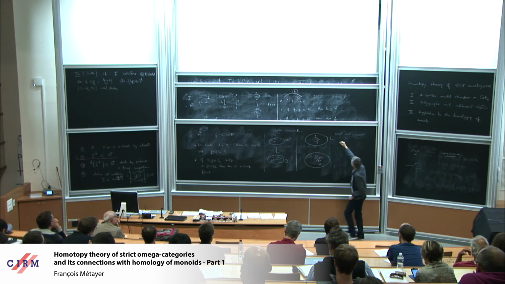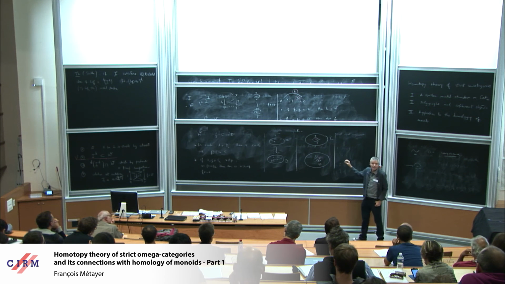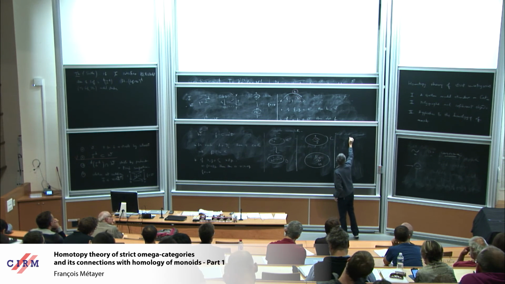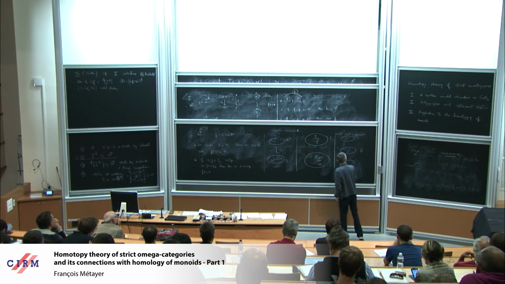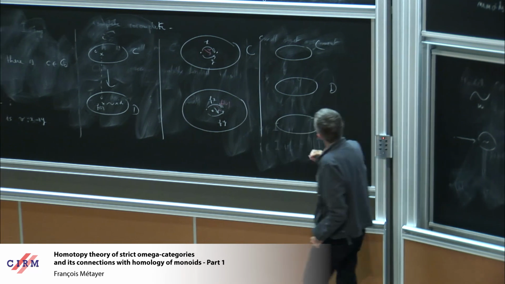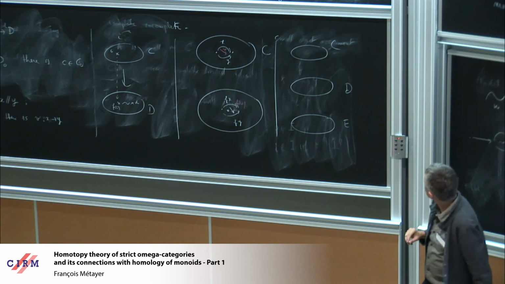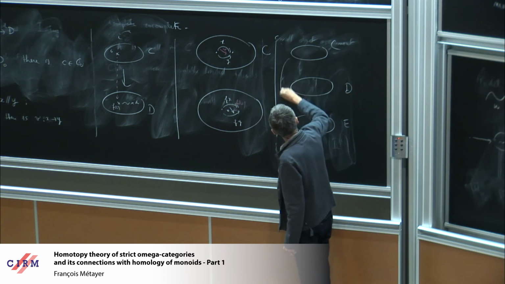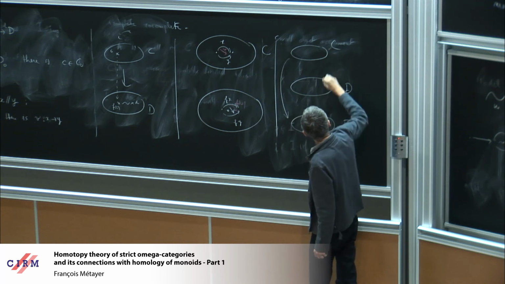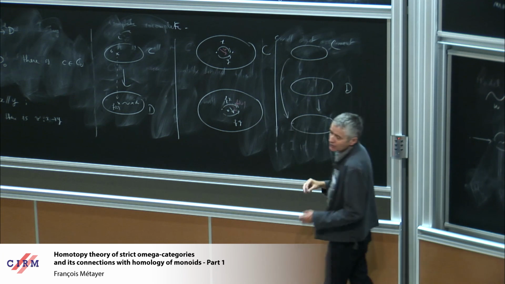Yes, why is that? So the picture is like this. You have, say, C, D, E. Just make a little drawing. C, D, E. And you suppose that this one is a weak equivalence, and this one too.